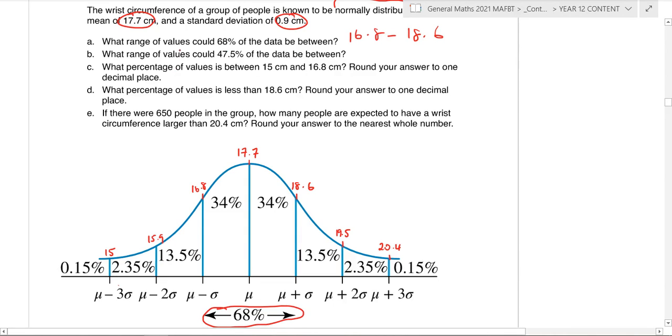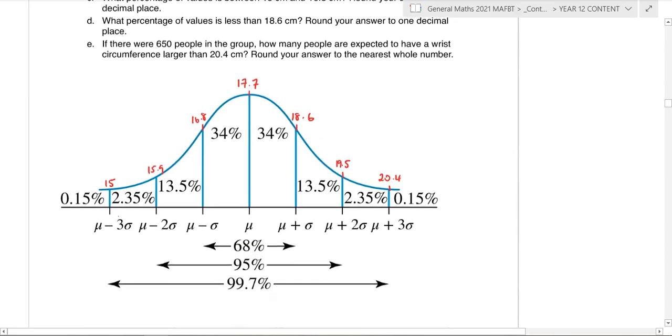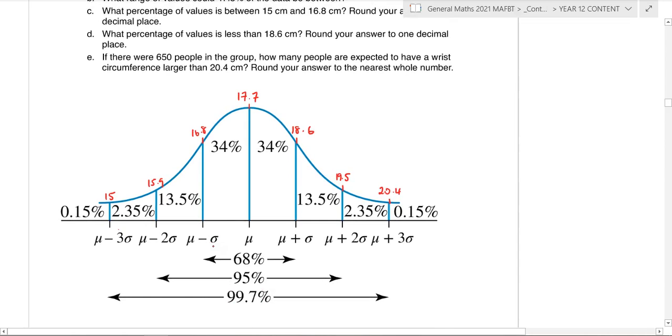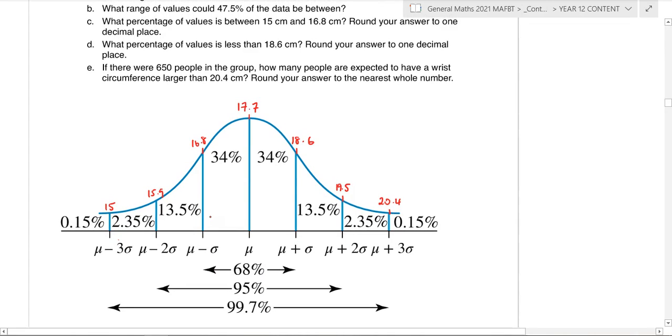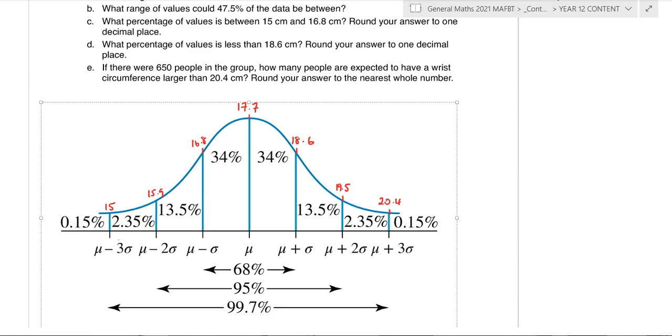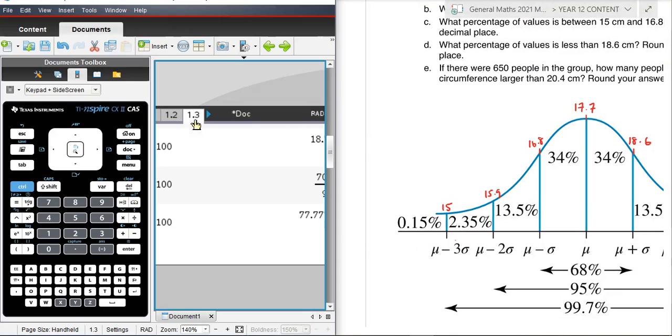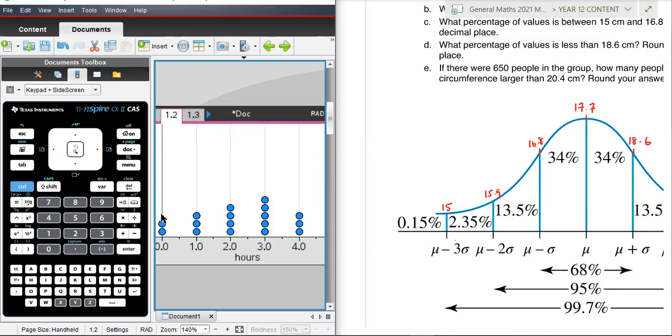Okay, what range could the values lie between for 47.5% of the data? Now, that is not explicitly listed in here. But the interesting thing is that some of your data will lie within 47.5%, but where is it here? This is now where you have to focus on these percentages and figure out where it might lie. So this is where I would use my calculator. I've done a bit of this already, so let's see if I can make this a bit smaller so you can see all the data.